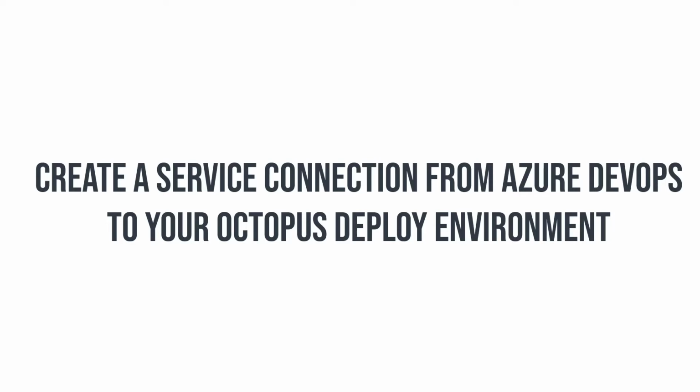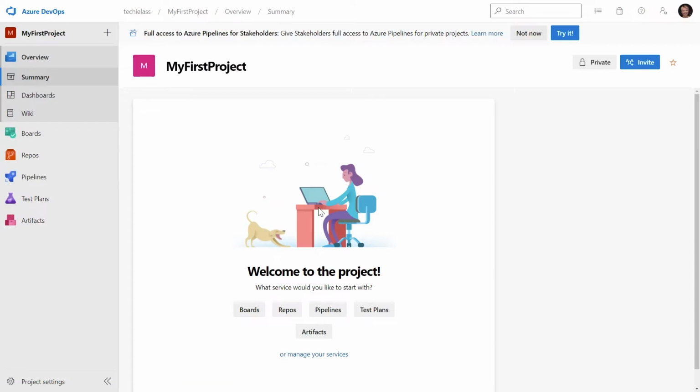Today I want to show you how you can connect Octopus Deploy to your Azure DevOps environment. So here I am inside my Azure DevOps environment, and the first thing that I actually have to do is head on over to the Visual Studio Marketplace and grab the Octopus extension to install into my Azure DevOps organization.